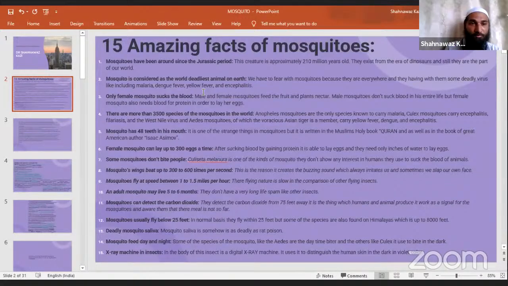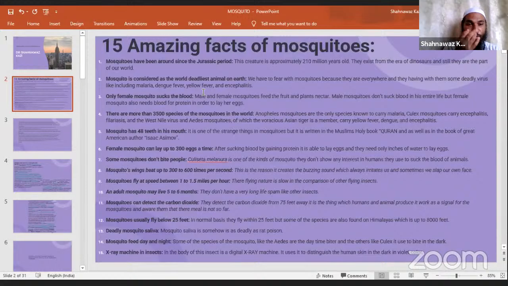We have seen the example that Allah Ta'ala has given is ba'udah, which is a female mosquito. So only a female mosquito sucks the blood. Male and female mosquitoes feed on fruit and plant nectar, but males do not suck blood, and females suck blood because they have to lay eggs. But there are more than 3,500 species of mosquitoes in the world, and Anopheles is the most common one, which is responsible for carrying diseases and encephalitis.